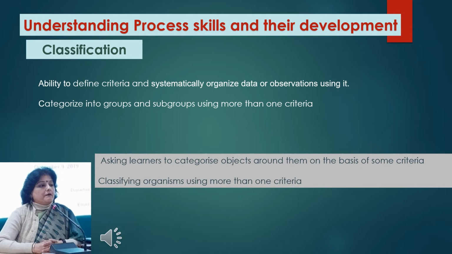Similarly, we can also involve the learners in classifying the organisms around us using more than one criteria. What could be the different criteria that could be used for classifying organisms around us? For example, it could be their habitat, it could be their feeding habits, and many more. So engaging learners in this process would also help them to get an experience of classification.